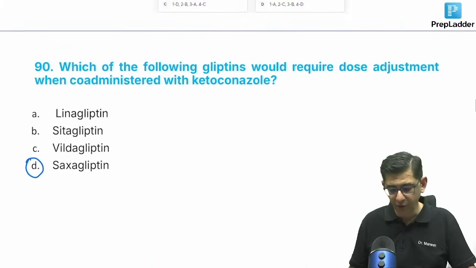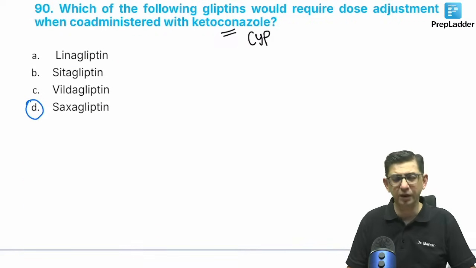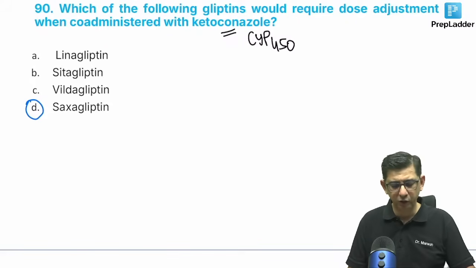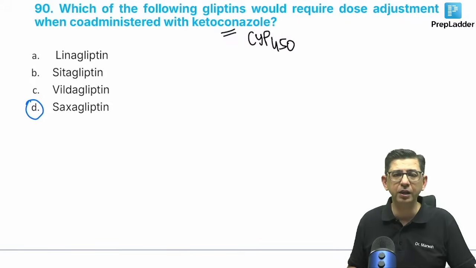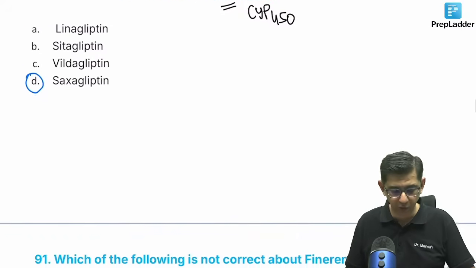89th is sorted. Then is a co-administered with ketoconazole. So the one which will be having interaction with cytochrome P450 is the one that we'll be talking about. That would be saxagliptin. I mean, two possibilities: Lina versus Saxa. Linagliptin is metabolized from the liver and Saxa also. Then considering the part where cytochrome P450 would not play a role, it would be saxagliptin.